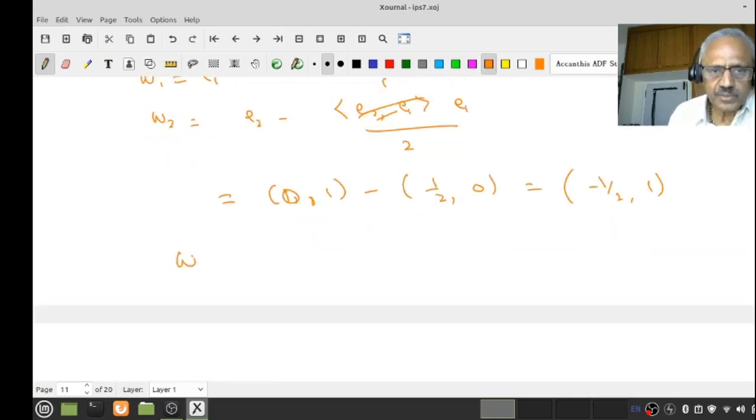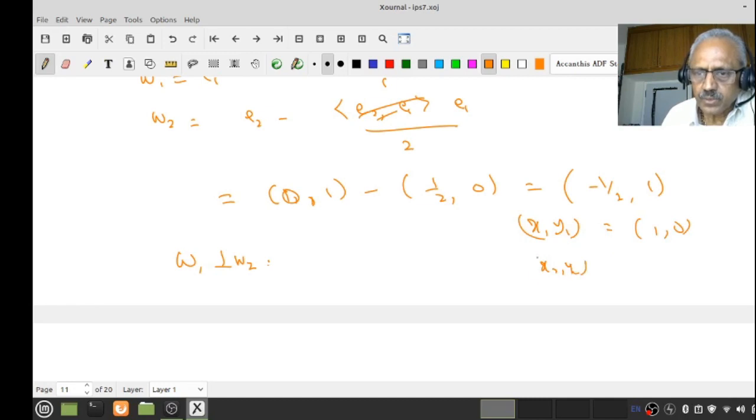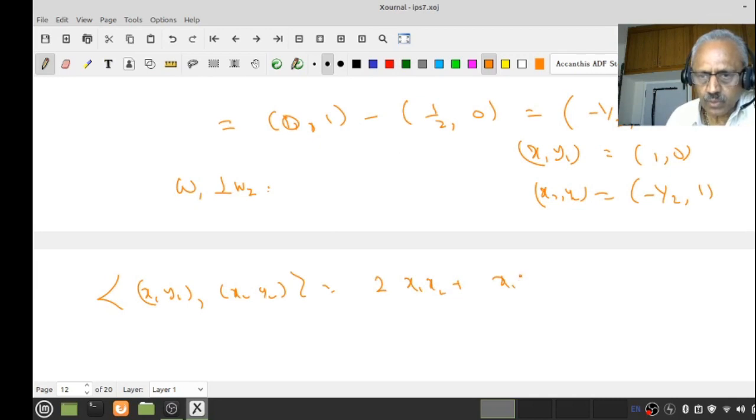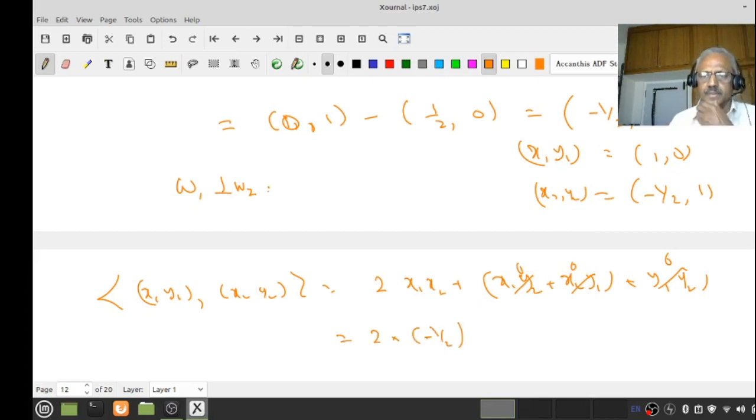So let us just make sure W1 is perpendicular to W2. So my x1, y1 is 1 comma 0, x2, y2 is minus half comma 1, and what is the inner product of those two things? Two times x1 x2 plus x1 y2 plus x2 y1 plus y1 y2. See, y1 is 0, and x1 x2 is 2 into minus half. Alright, so I don't seem to get 0, so that means I made a mistake.